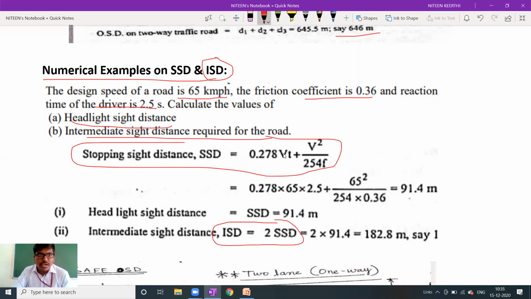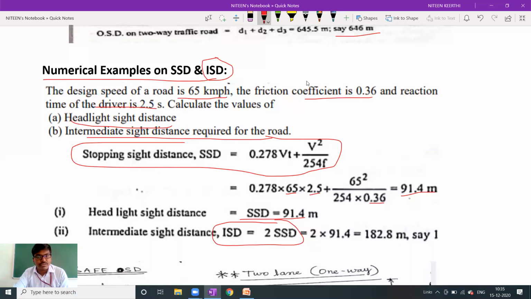In terms of V in kmph, it is 0.278 V t plus V squared divided by 254 f. Capital V you can substitute directly, and t is given as 2.5 seconds, or you can assume it if it is not given. 254 into 0.36, the coefficient of friction he has already given. So stopping sight distance is 91.4 meter, and the headlight distance remains the same as the stopping sight distance.